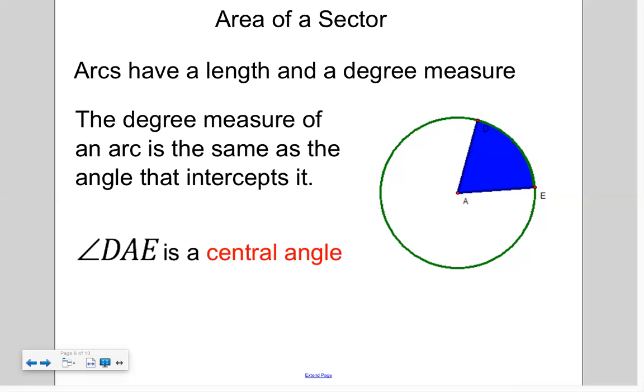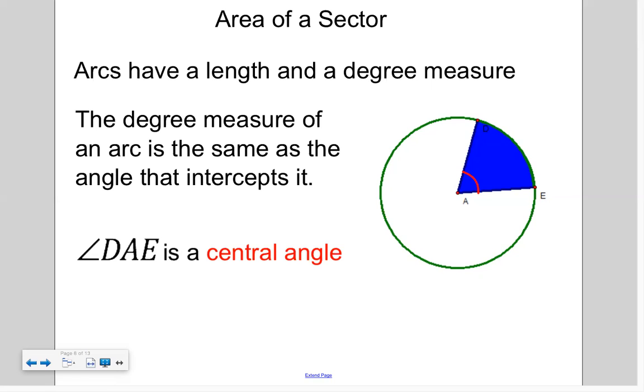But it also has a degree measure, and that degree measure is equal to the angle made between angle D, A, and E. This angle is always equal to the arc angle measure. We call this the central angle because it's made from the center of the circle. So the degree measure of that is always equal. That's the part that we're going to need to find the area of a sector. We need to know that central angle that's equal to the sector.